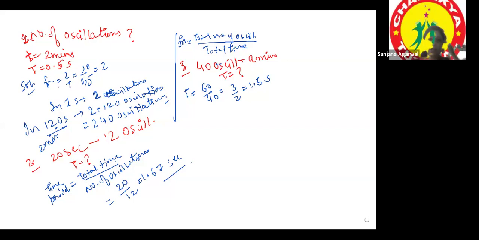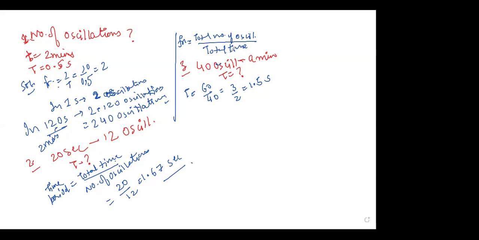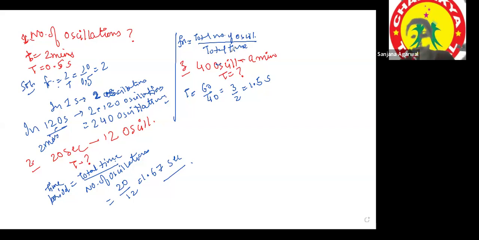40 oscillations. Okay, so time period can be found by total time taken divided by total number of oscillations. So 1.5 seconds will be the time period. I'm telling you the next question.